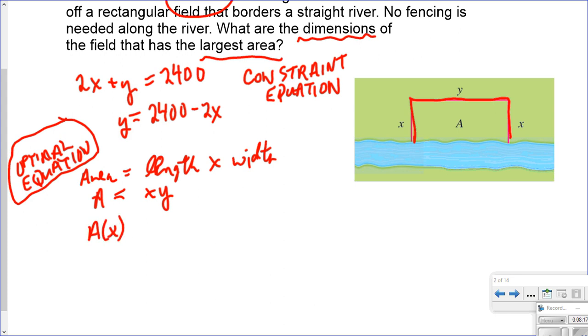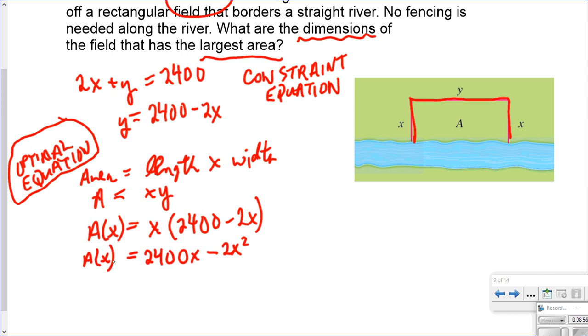in terms of x. Now it's in terms of x this time because I just glance up here and look at my y, my constraint equation. My constraint equation is y in terms of x. So now I write my area as a function, my function in terms of x. So the actual equation for area is x, and y I'm going to replace with my constraint equation. So it's just a straight replacement. So now I expand it. And I've got an area function in terms of x. And that's going to be really important.